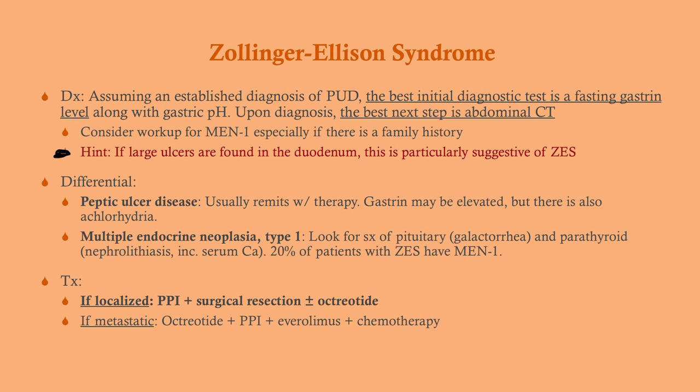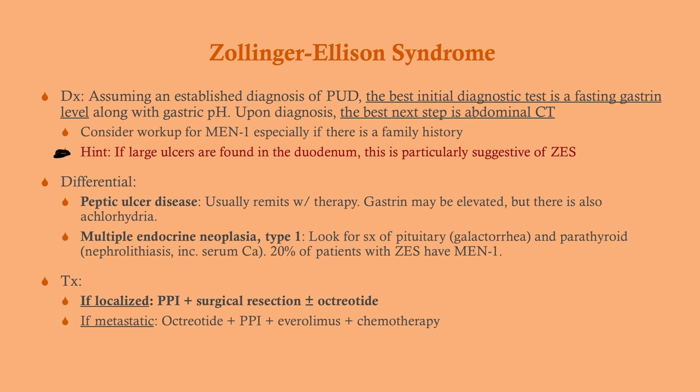Now, once you diagnose this, then your next step is an abdominal CT. We're looking for metastasis here, so you particularly want to look at the liver. The differential is just regular old peptic ulcer disease. Typically that's going to remit with therapy. And then multiple endocrine neoplasia type 1. Remember, that's parathyroid, pituitary, and pancreas. The pancreas can be the gastrinoma.